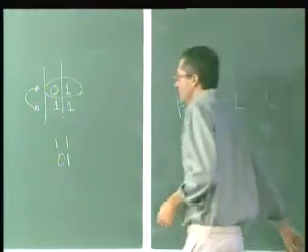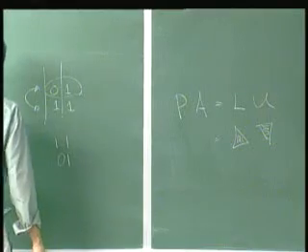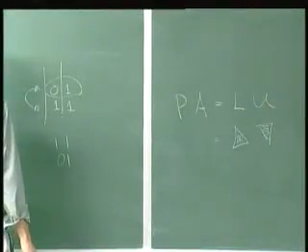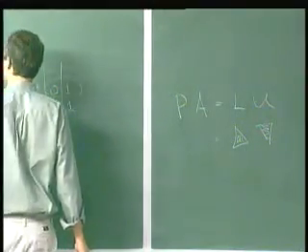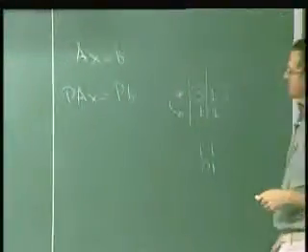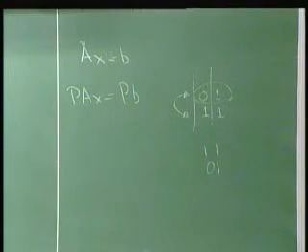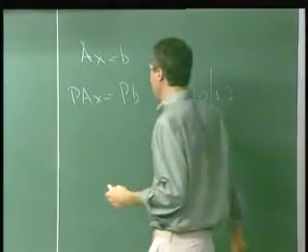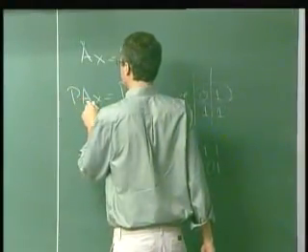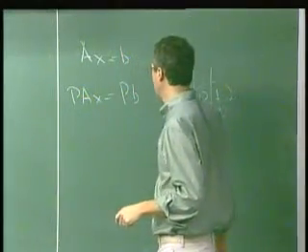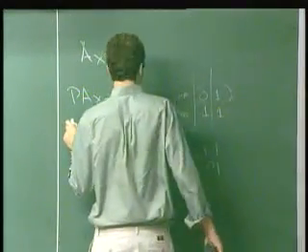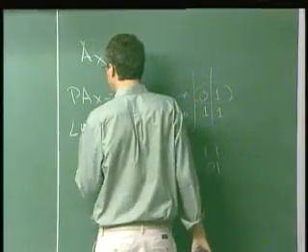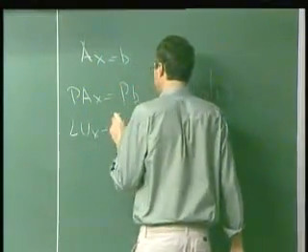Just to show you how that works, if I have Ax equals b and I'm trying to find x, I can multiply both sides by P to get this equation. P is an orthogonal matrix. It's a permutation, so that just rearranges the rows. It rearranges your equations. It doesn't do anything to your solution. Then, if I do the LU factorization of P times A, I have LUx equals P times b.